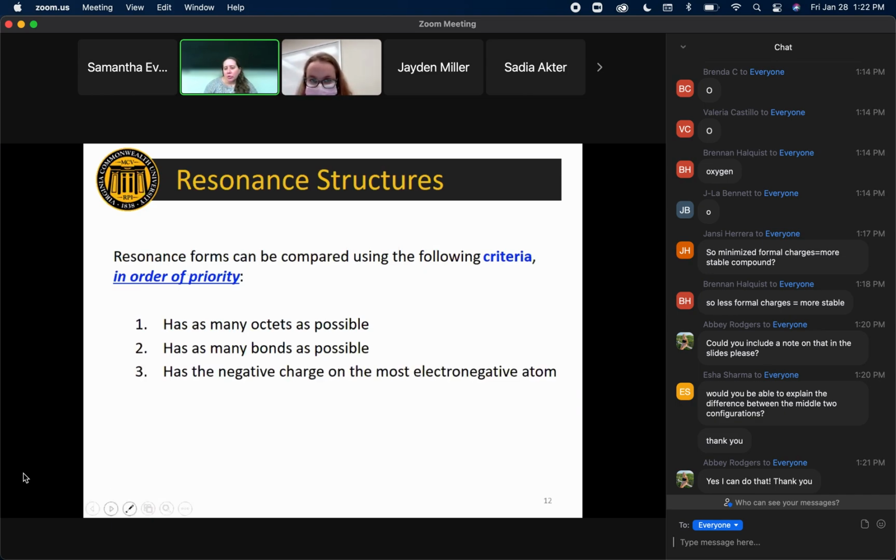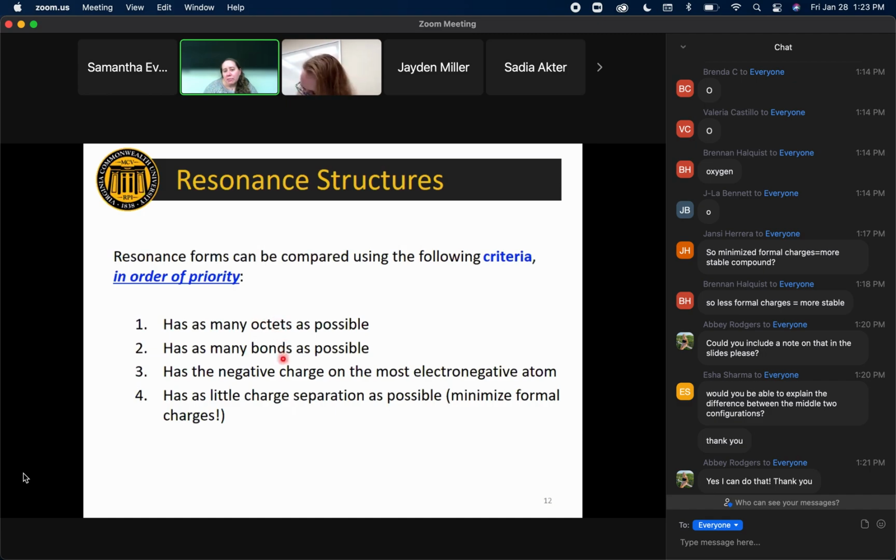Is there a negative formal charge? And if there is, is it on the most electronegative atom? The flip side of that also is true. Is there a positive formal charge? And if there is, is it on the option with the most electropositive atom? And then finally, just like we saw on the last slide, we want to minimize the formal charges and we want to keep them as close together as possible. So we want the formal charges to have as little charge separation within the molecule as possible.